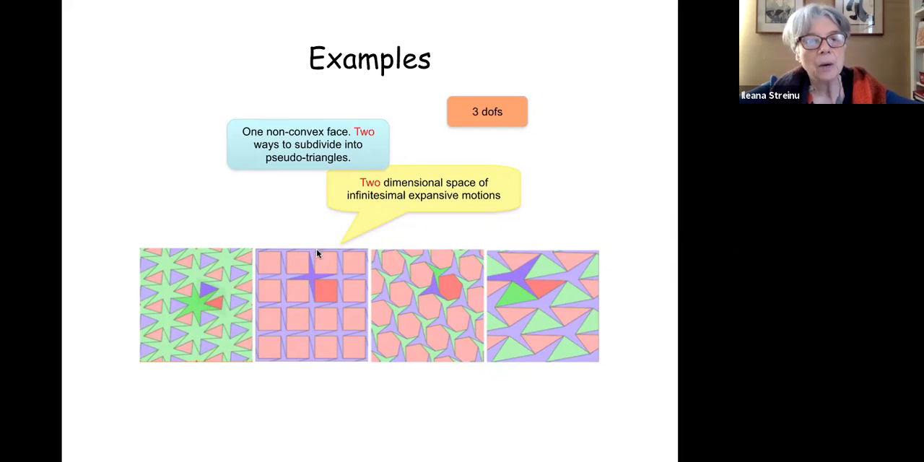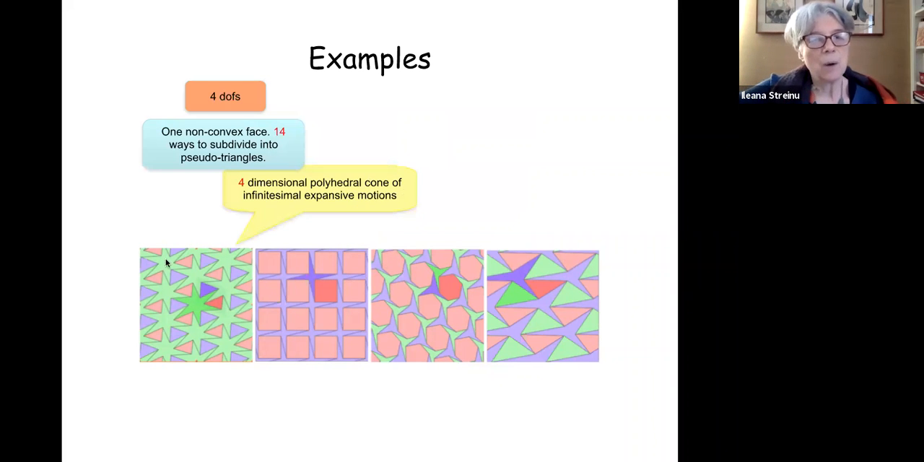So if I don't fix the squares, it has 3 degrees of freedom, but 1 degree of freedom, which would be wasted, so to say, by deforming the triangles, would not be an expansive motion. So there is a 2-dimensional space of infinitesimal expansive motions because of the 2 ways in which I can triangulate the faces. And I'll go a little bit into the background theory in a moment. I just want to give you a preview of what we can do with this theory.